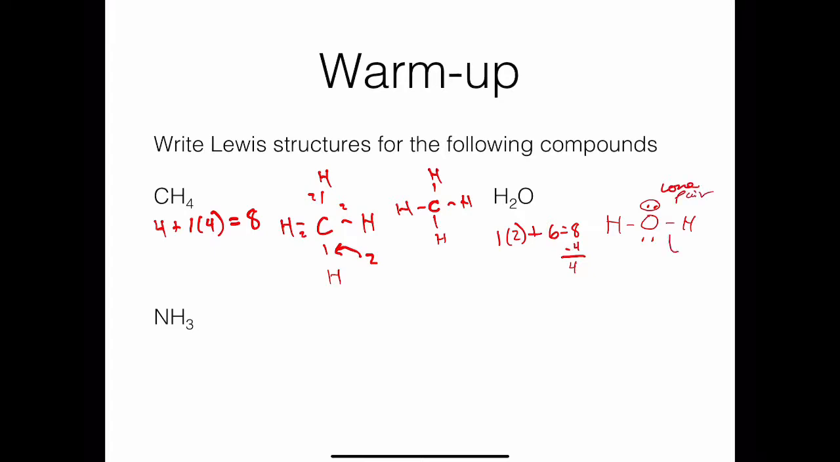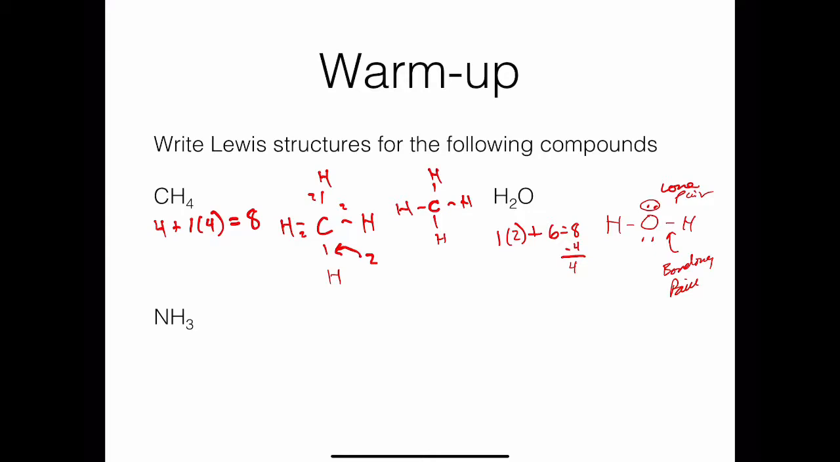So this is a bonding pair. Obviously the one involved with the bonding. The ones by themselves are what's referred to as a lone pair. So this would be the acceptable Lewis structure for water.